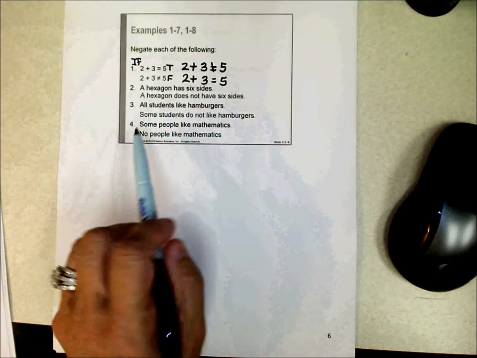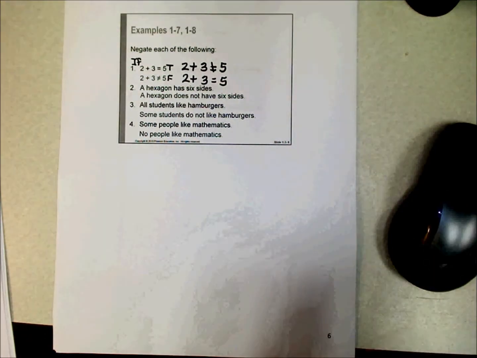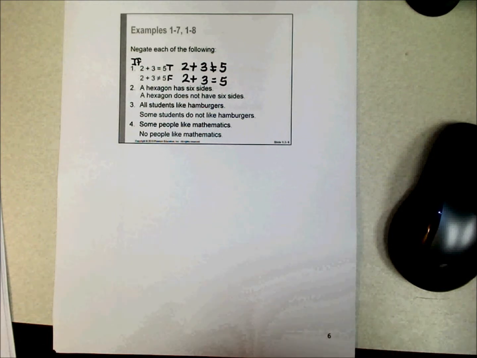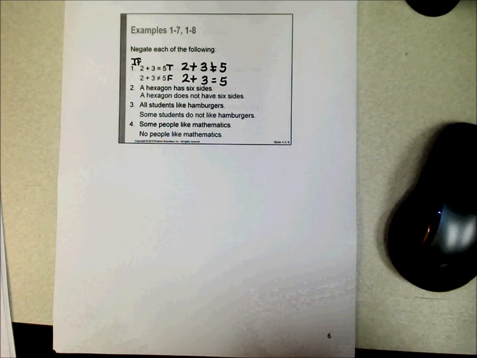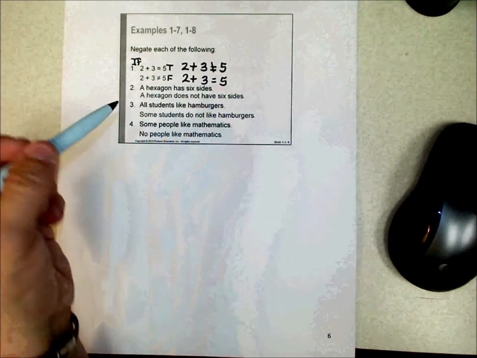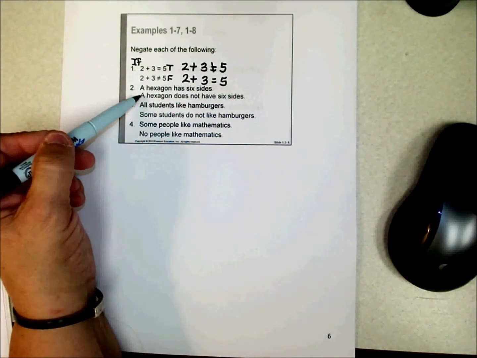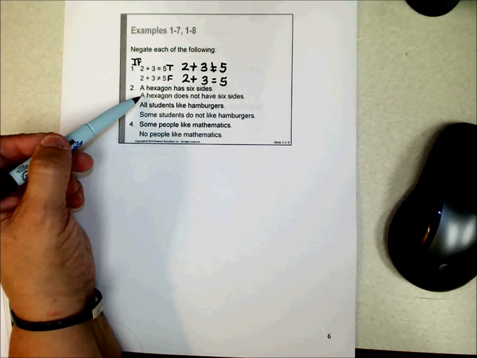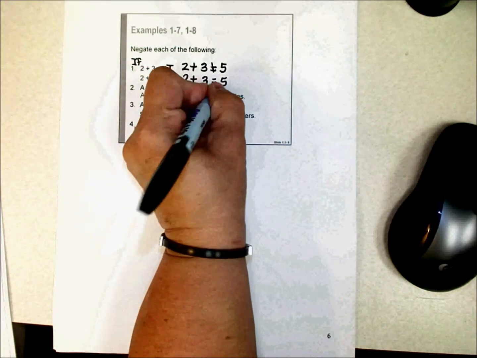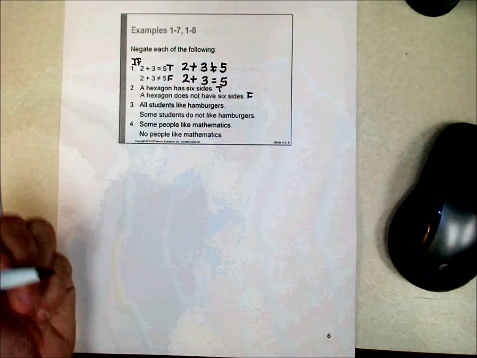A hexagon has 6 sides. We know that's true because that's the definition of a hexagon, and it does have six sides. Now, to negate that would be to say a hexagon does not have 6 sides. Now, this one's true, so that one has to be false.